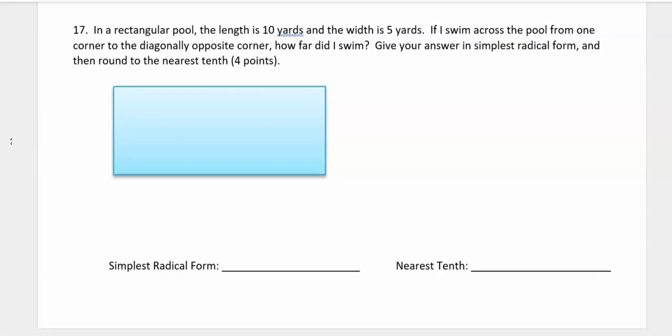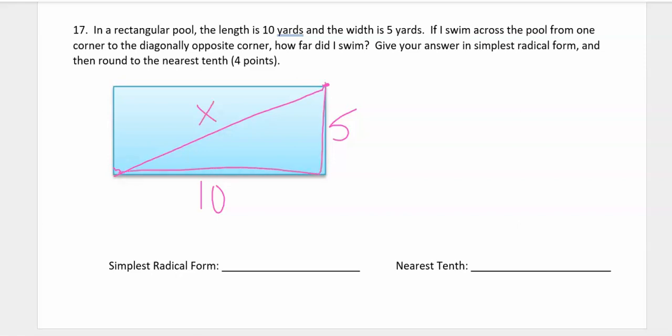Last one. You've got a rectangular pool. They gave me the picture, which is nice. And they tell me that the length of the pool, so let's bring the numbers down to the picture, is 10 yards. The width is 5. I'm going to swim from one corner to the other diagonally, that's my swim, the line that I just drew in. I want to figure out how far did I swim. So I'm going to call that maybe X.